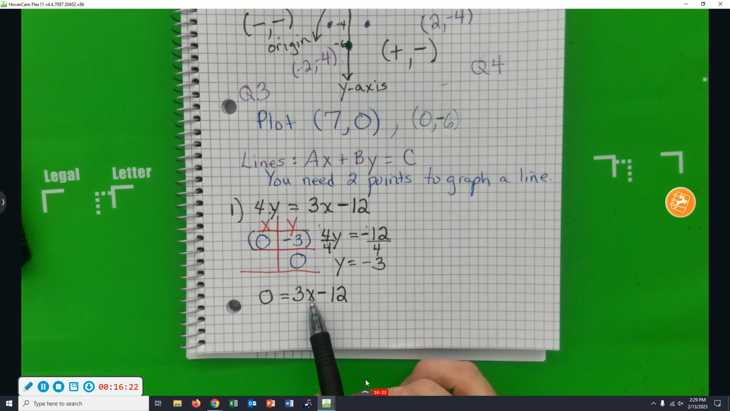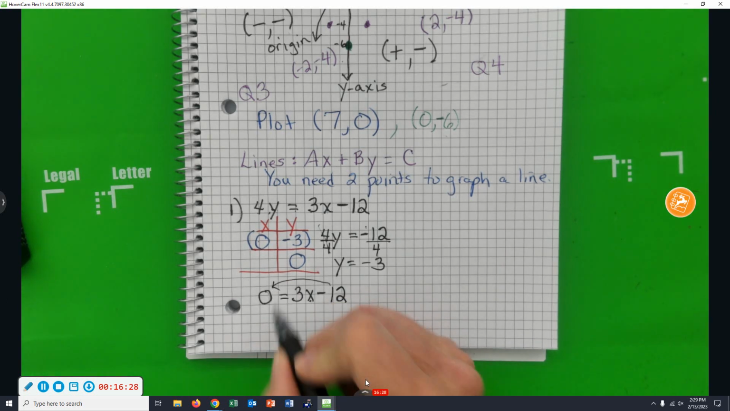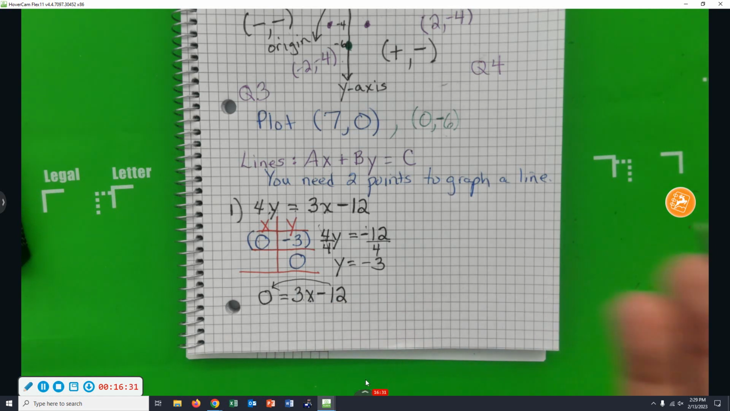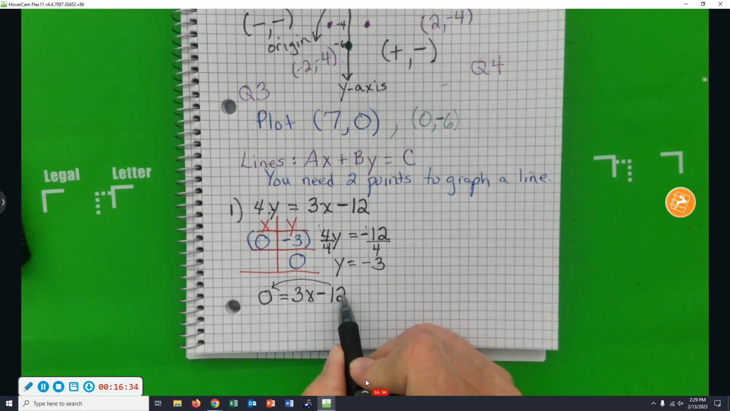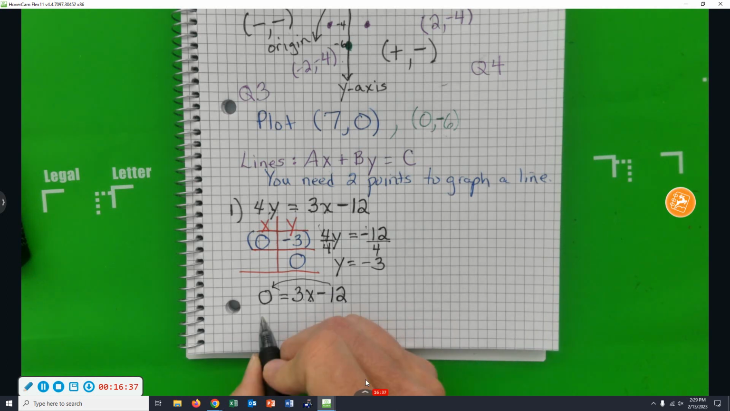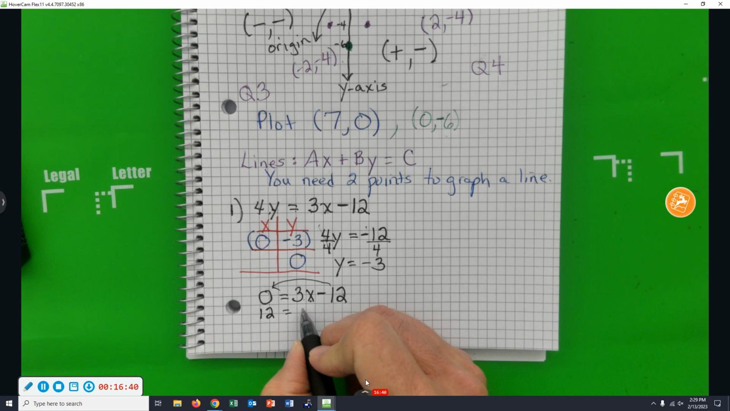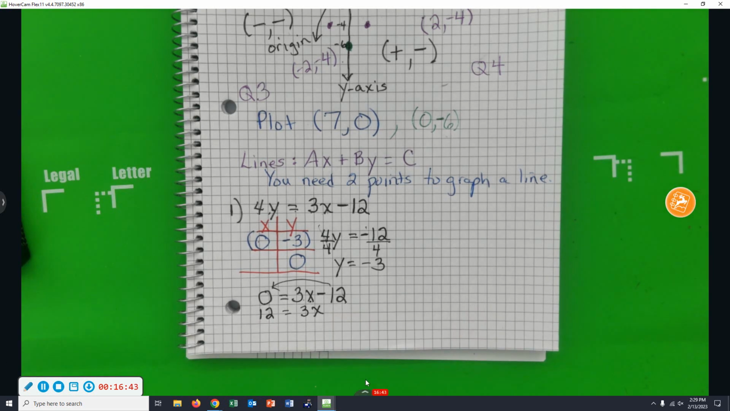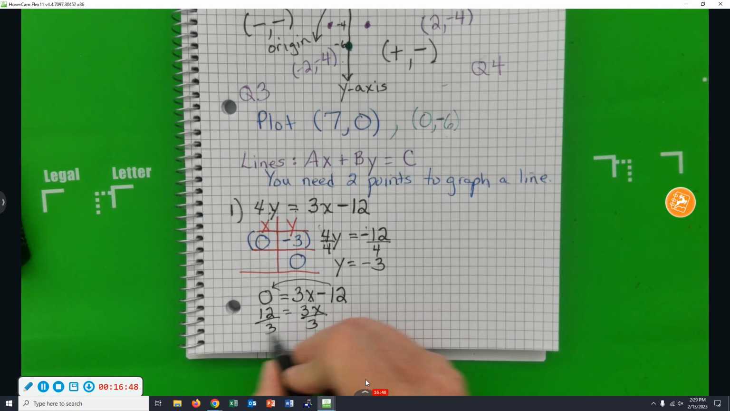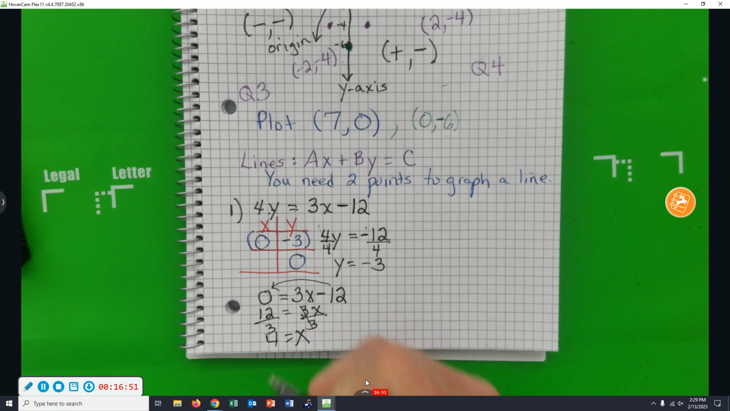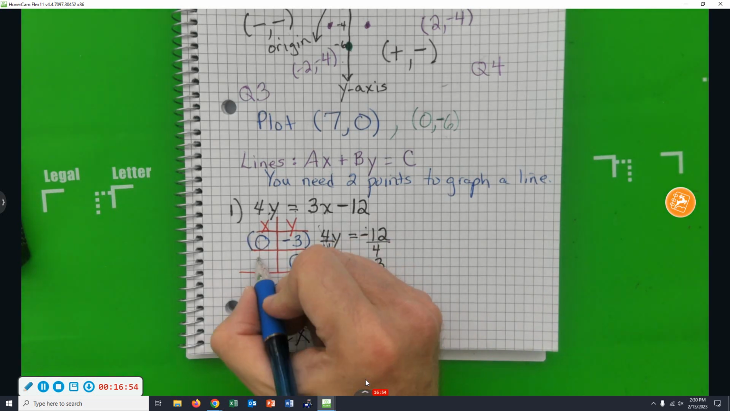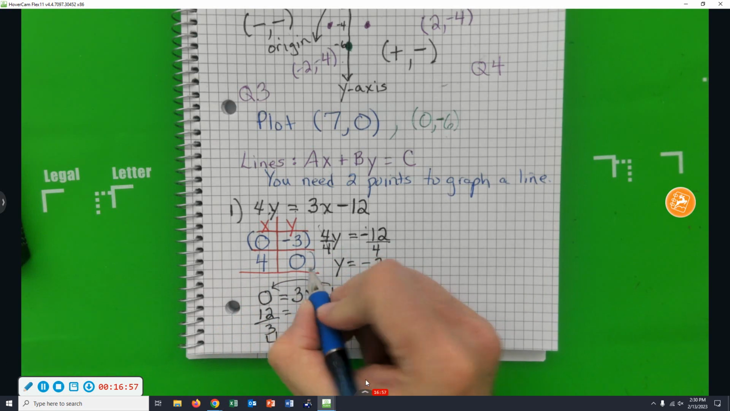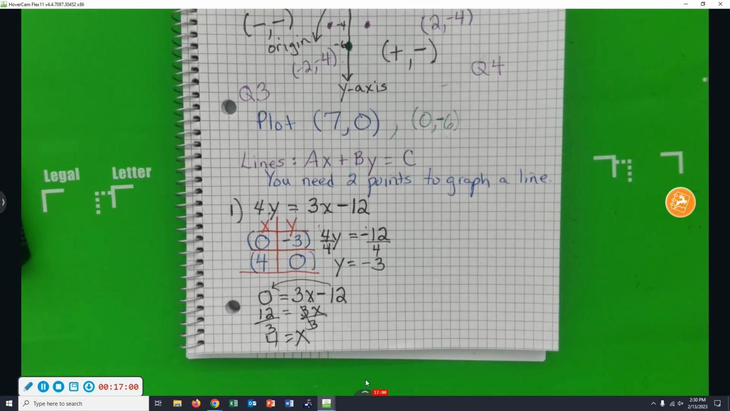Can y'all solve this for x now? What would we need to do? Add 12? I'd move the 12 over. If you want to move the 3x over, you're just going to have more negatives. But if you leave the x on the right and move the 12, I think you'll have no negatives at all, will you? So we have 12 equals 3x. Divide by 3 to get x equals 4. So we have two ordered pairs, 0, -3, and 4, 0.